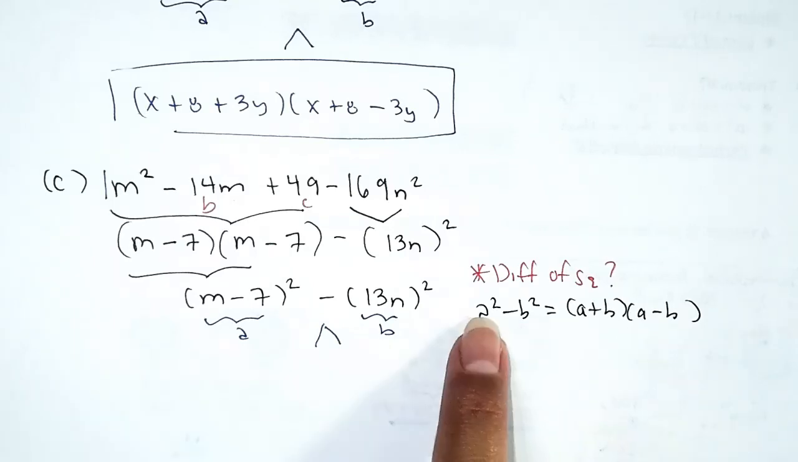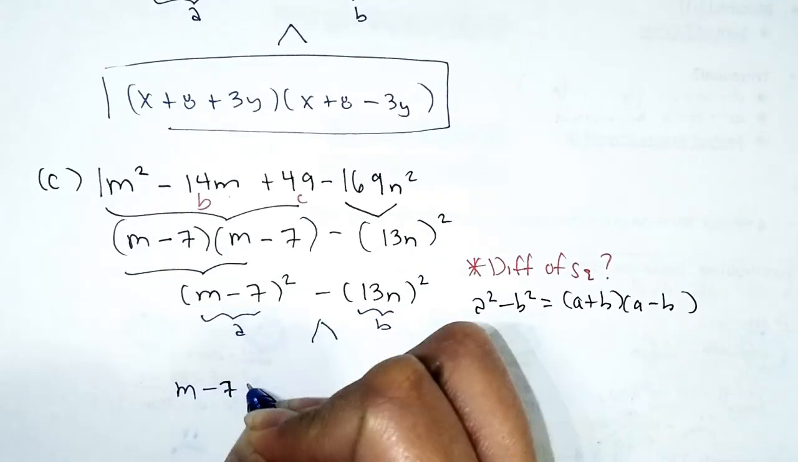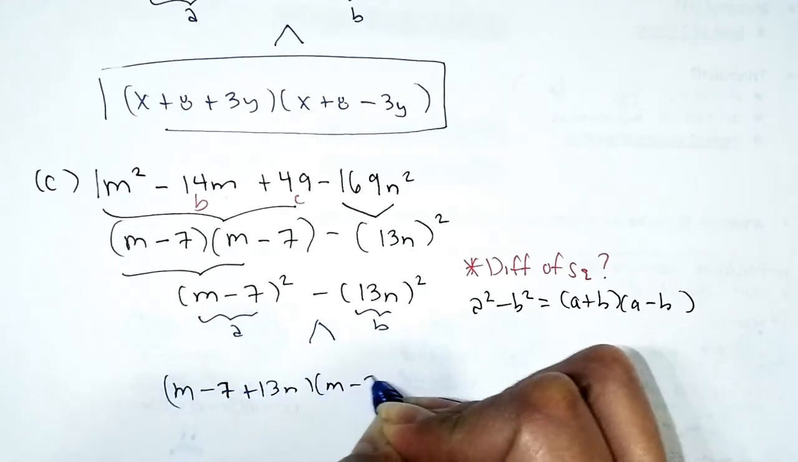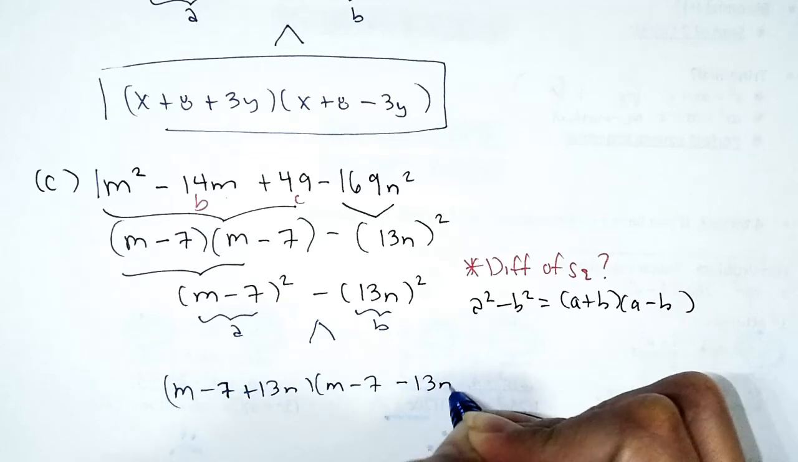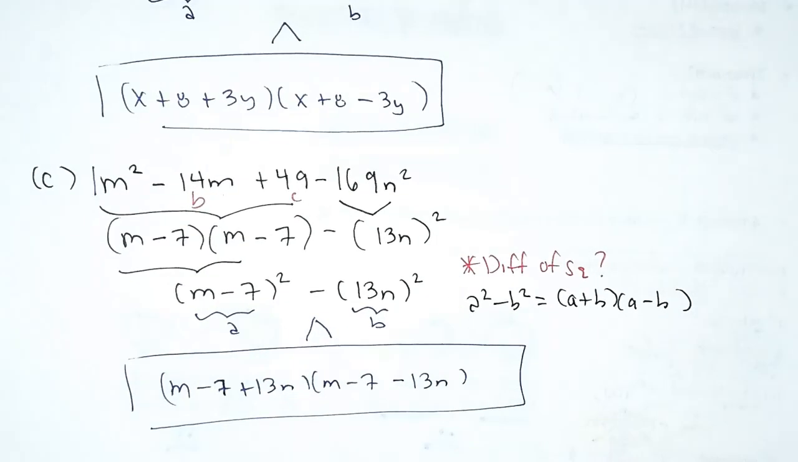So this should factor to m minus 7 plus 13n times m minus 7 minus 13n. We have factored. Okay, we have a multiplication problem. The degree is 1. The biggest exponent on any of the variables is 1. There's no common factor to yank out, so we're good. Thanks, guys.